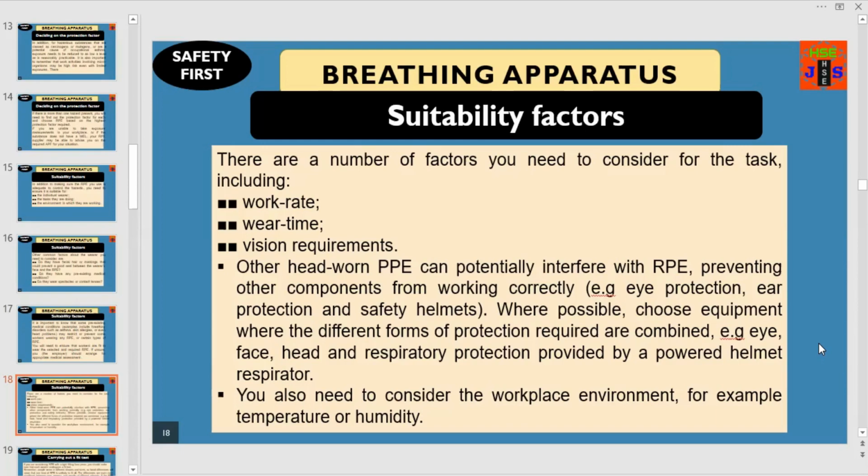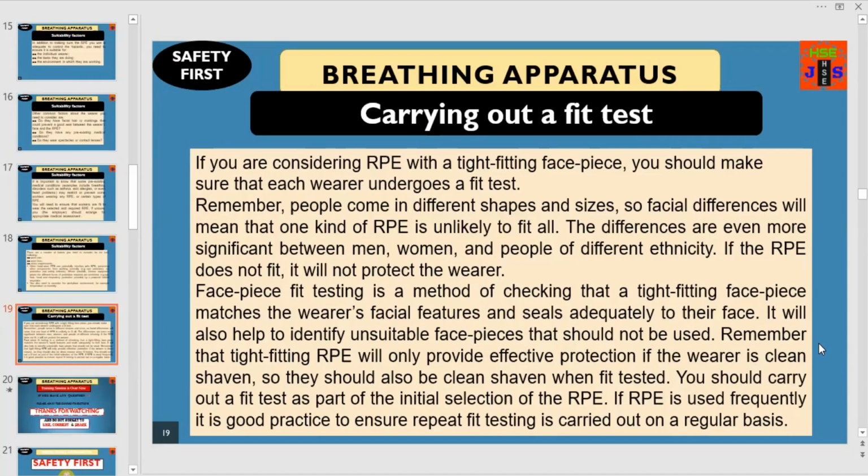You also need to consider the workplace environment, for example, temperature or humidity. You make an assessment for the right respiratory protective equipment. You make an assessment for the suitability of the task. Now, the most important factor, that is the use of respiratory protective equipment. Let us understand now how to carry out a fit test for respiratory protective equipment.